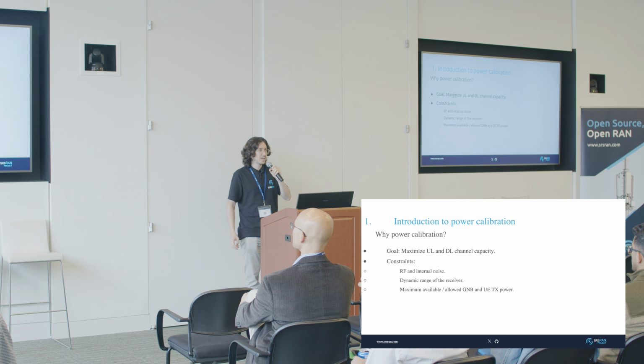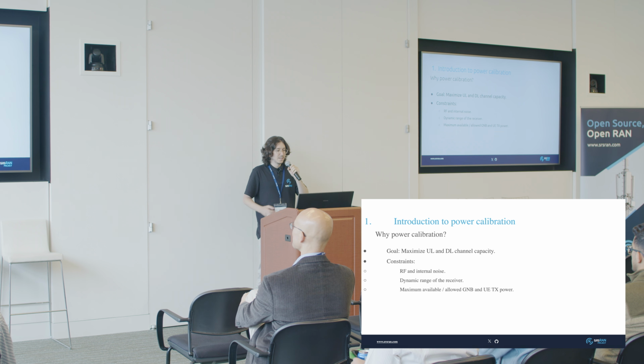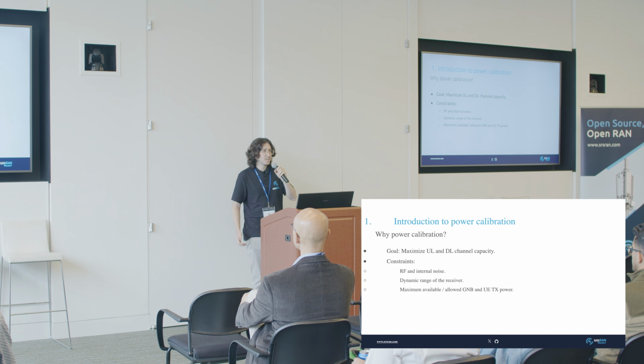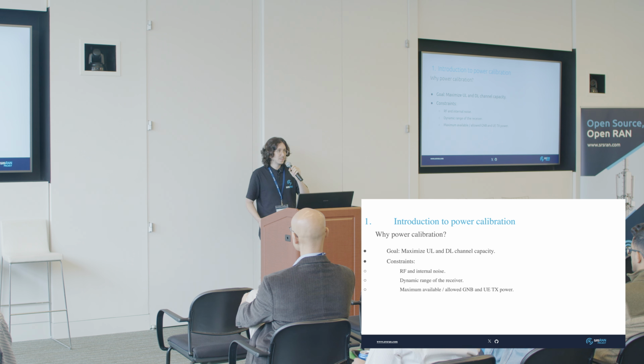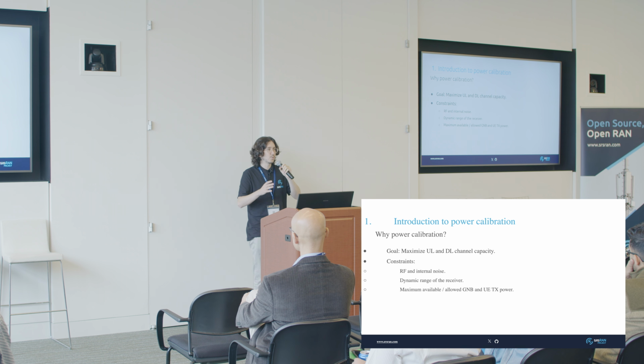First of all, we have noise in the channel in an RF environment. There are many noise sources. We are going to talk about some of them, the most important ones. But basically, it could be thermal noise, interference that could be caused by other networks, or it could even be caused by our own network if we have multiple cells. Then we are also going to talk about the dynamic range of a receiver. This is also going to constrain how we optimize the power calibration parameters.